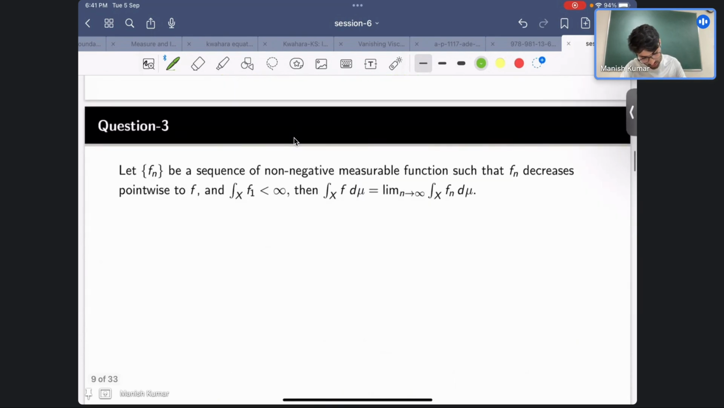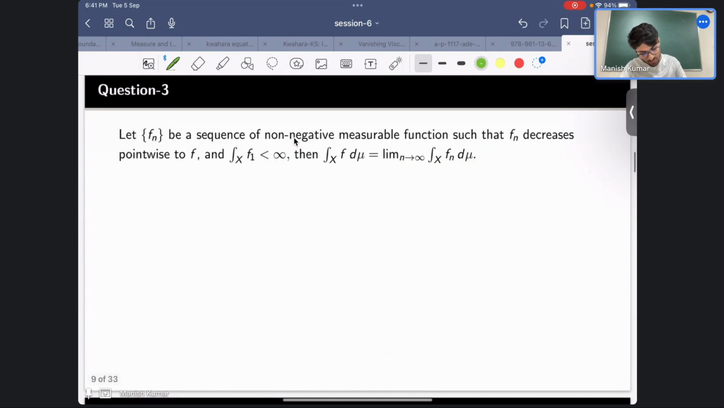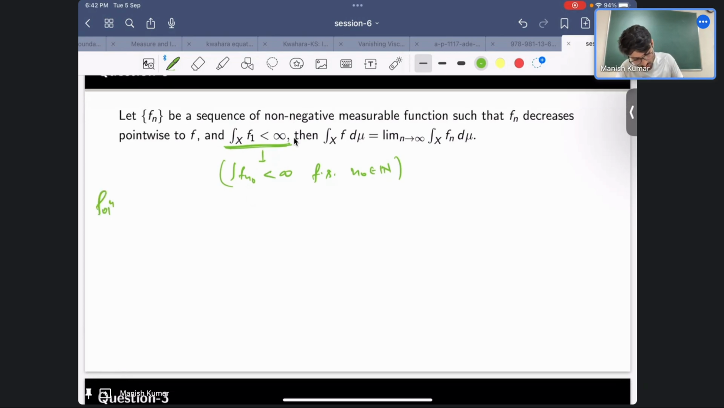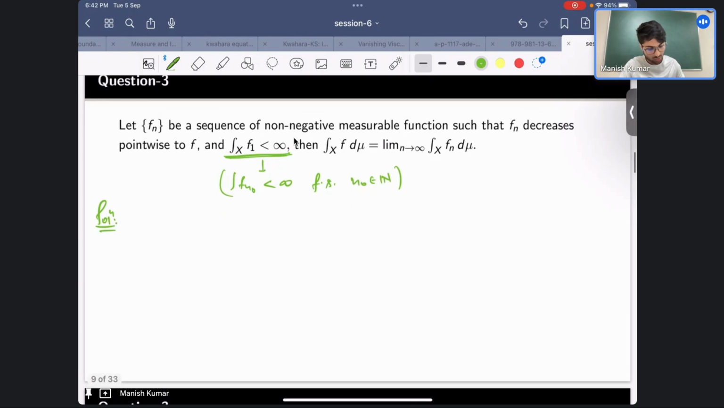So let us go to the next question, where it says that you assume this condition. In general, you can even replace this condition by the integral of fn naught being finite for some n naught. Here in particular you are choosing n naught to be 1 in this problem, but if it's finite for any of the n, then that is good enough. So did you try to solve this problem?